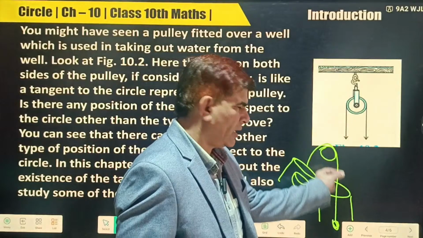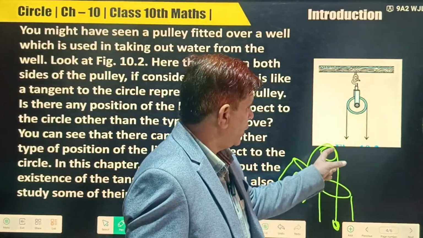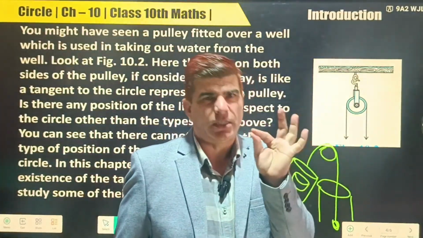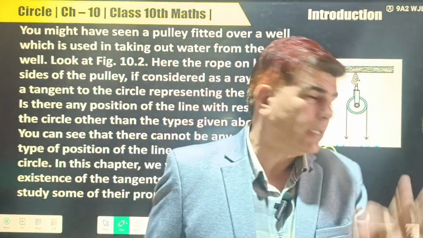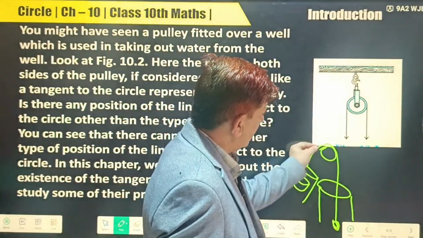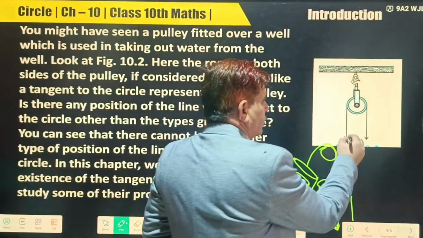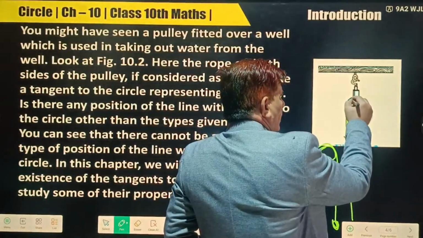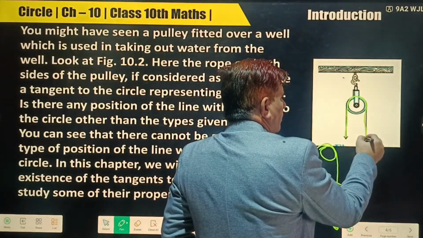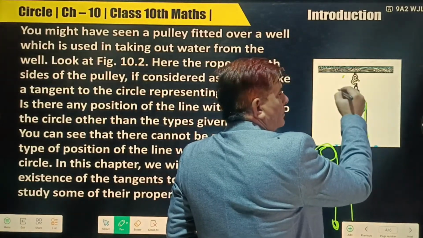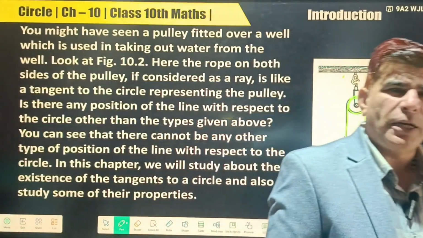So this rope touched the pulley at only one point, slowly. So this we can say is a tangent to the circle. Here showing like this. And the pulley becomes what? The pulley becomes a circle.